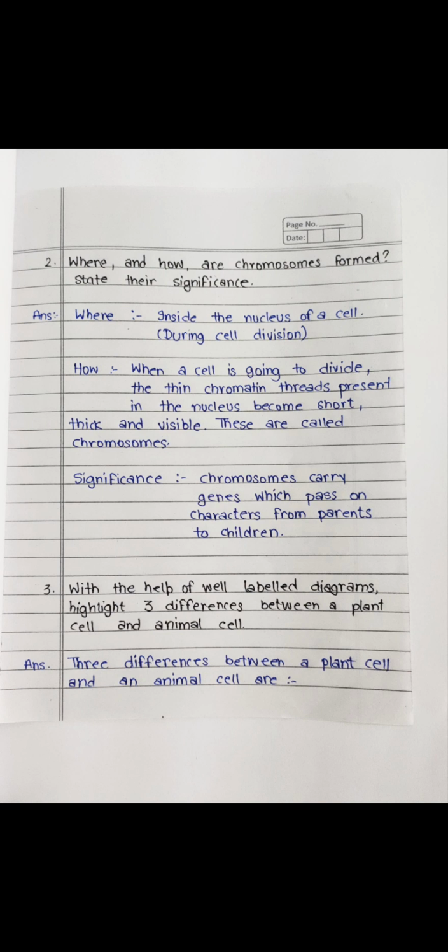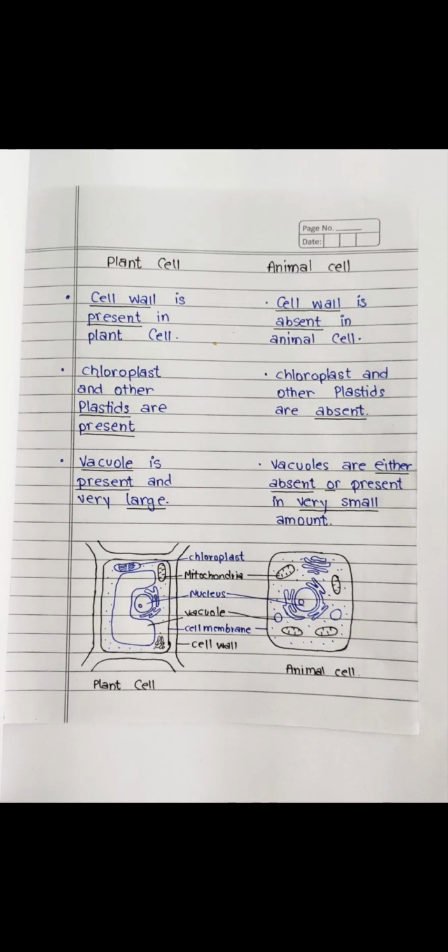How? When a cell is going to divide, the thin chromatin thread present in the nucleus becomes short, thick, and visible. These are called chromosomes. Significance. Chromosomes carry genes which pass on characters from parents to children. Question number 3. With the help of a labeled diagram, highlight 3 differences between a plant cell and an animal cell.